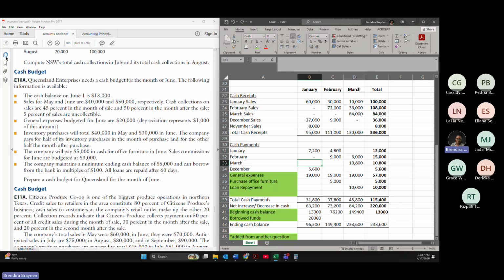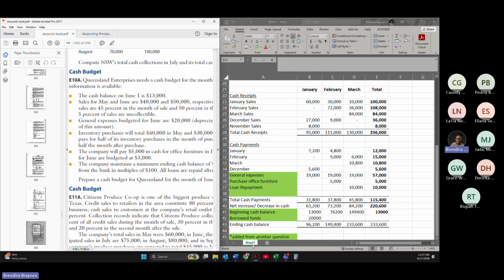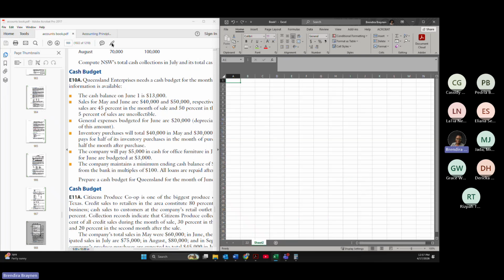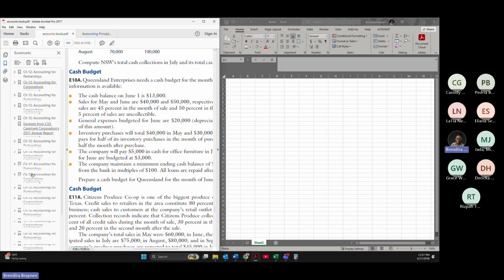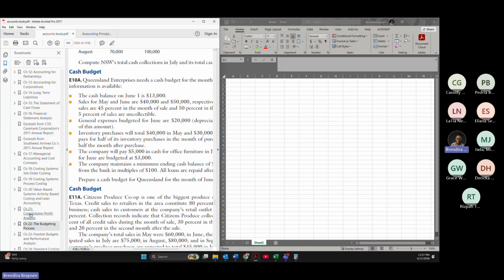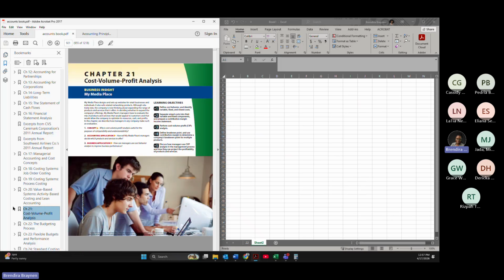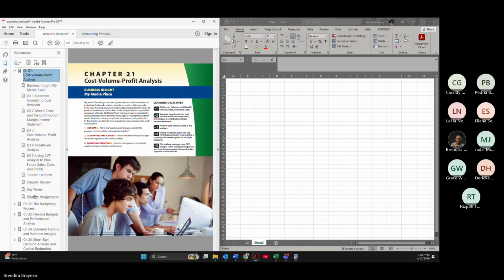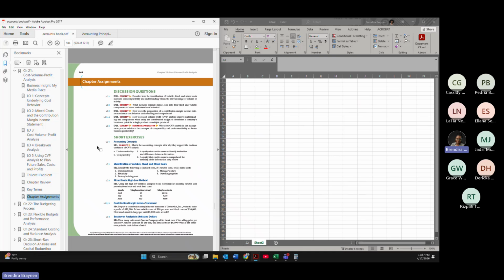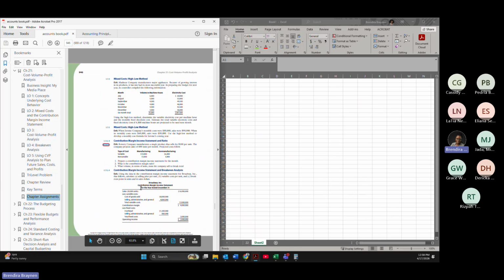Okay. Since you have now just 22, I go to 21 next, from chapter 21. That is CVP analysis. And what I pointed out you needed to know from this is the high-low method, the contribution margin income statement, and calculating break even.